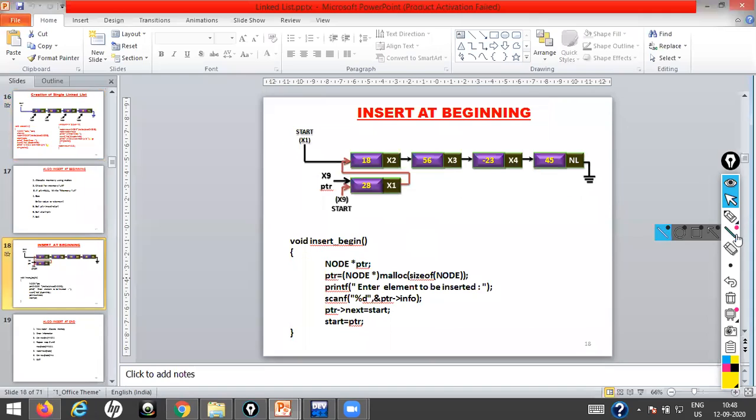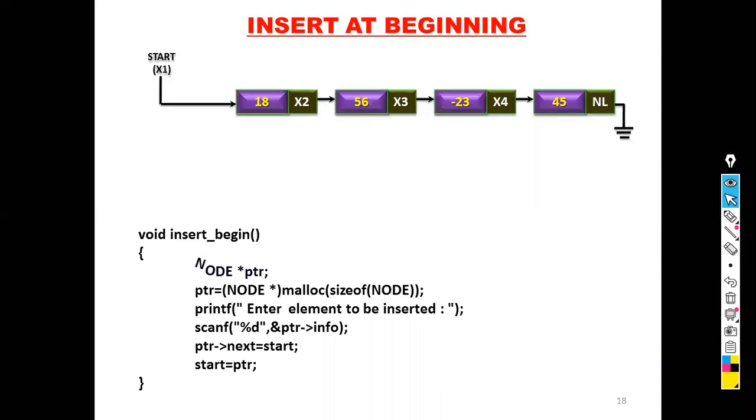You see here. First step. Here you see already some list is present. 18 is the first node. Let the address be x1. Let x1 equal to 100. This is 200, because you know address is nothing but an integer value. This is 300. This is 400.